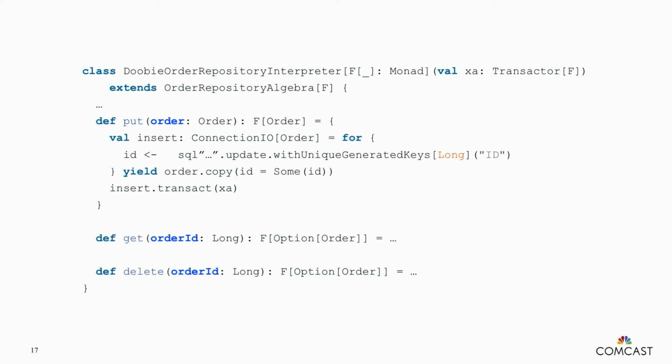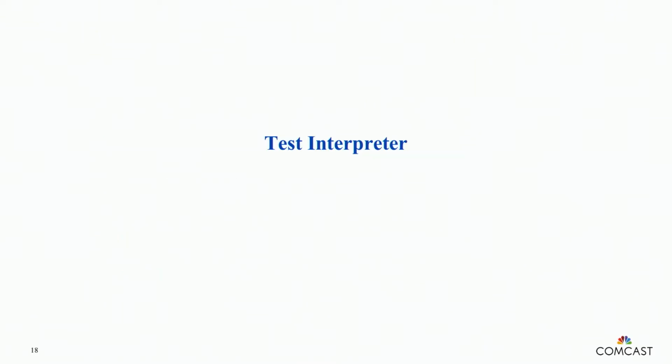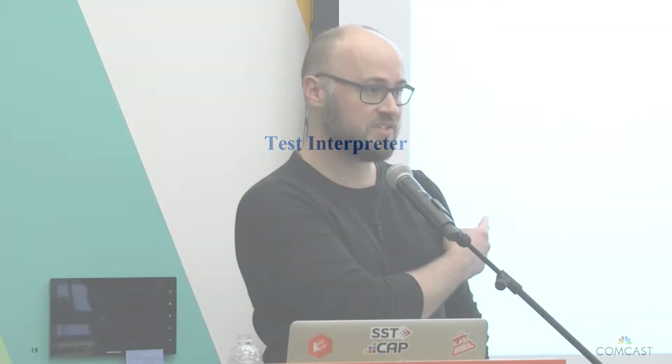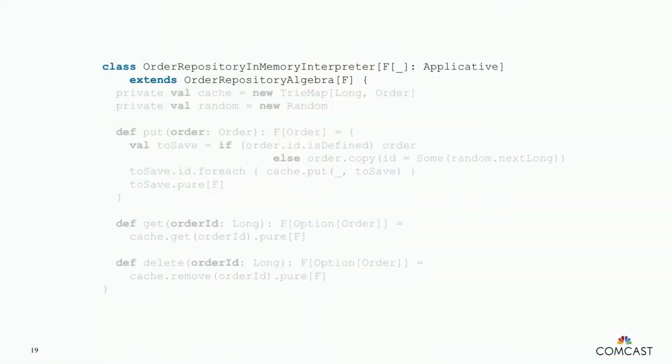Right. And then the other thing we're going to build is a test interpreter, because we don't want to test in whatever effect we were running in. We don't want to test with a real database, all of that jazz. So we do the same thing again. This time, Paul was a little looser with his restrictions. We only need it to be applicative. We're not going to do for comprehensions, but we want to be able to do some of the stuff that applicative gives us on our effect. So we won't worry about it too much.